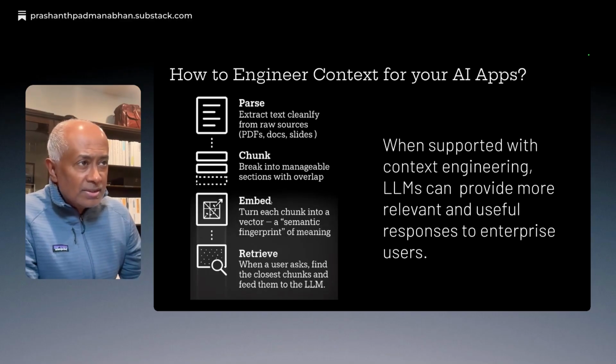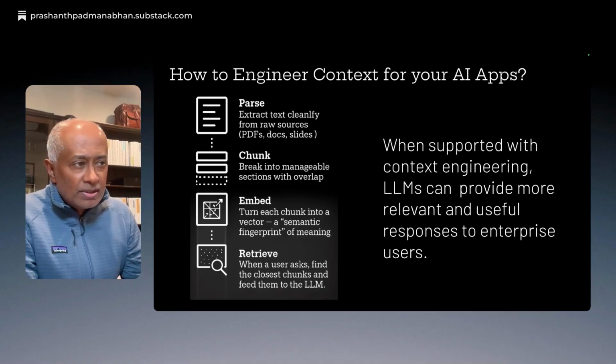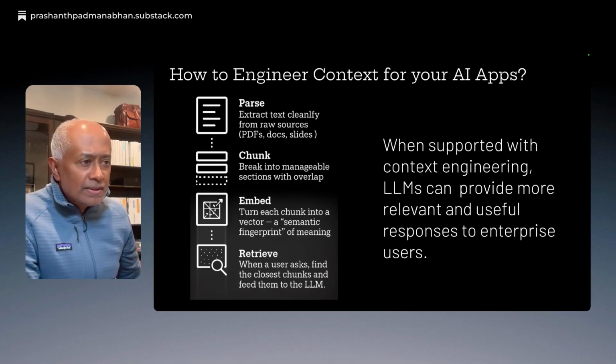Context engineering includes taking the documents that your AI agent should look at, parsing them, chunking them, embedding them, and then retrieving them. I'm not going to go into these steps, but this is what we are going to do in preparation for error analysis.